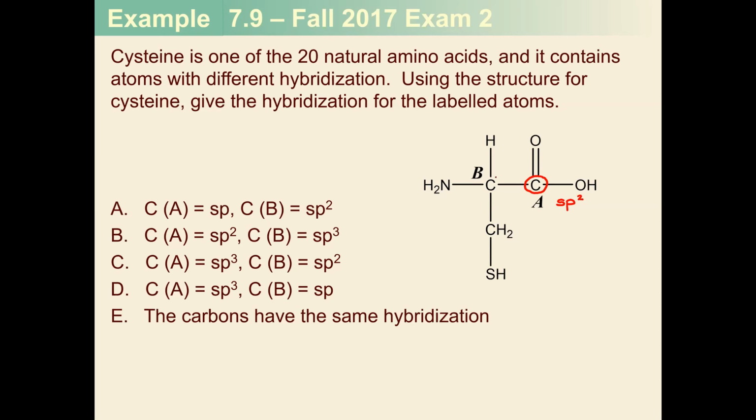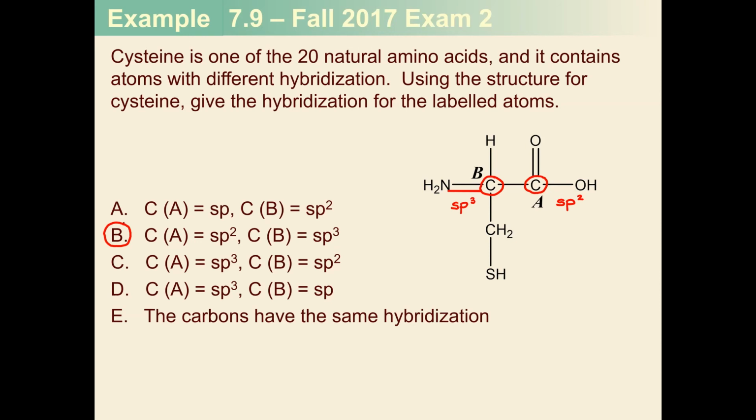If we look at our carbon labeled B, you will see that it has 4 attachments: the carbon to the right, the hydrogen to the top, the amine group to the left, and finally our long chain to the bottom. So now having 4 attachments means that this carbon is going to be sp3 hybridized. Notice how I have adjacent carbons having different hybridization based off the number of attachments to those specific central atoms. So if we look at our answers, the correct answer for this example is going to be letter B.